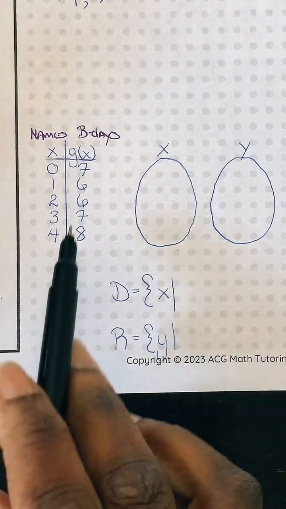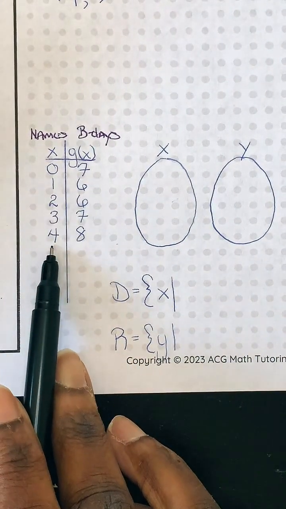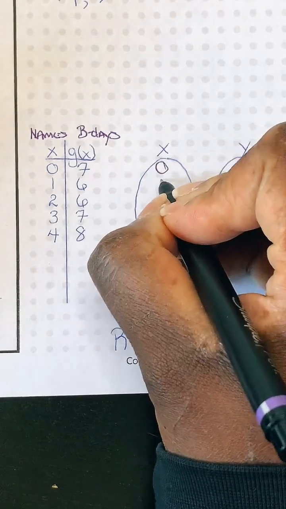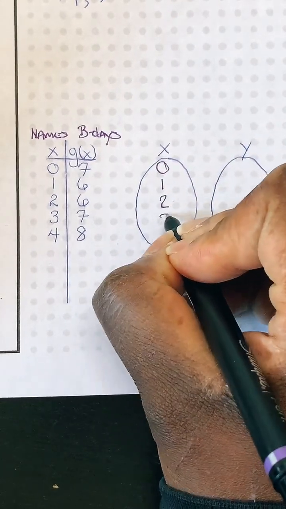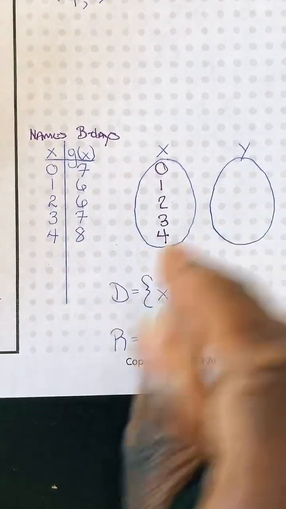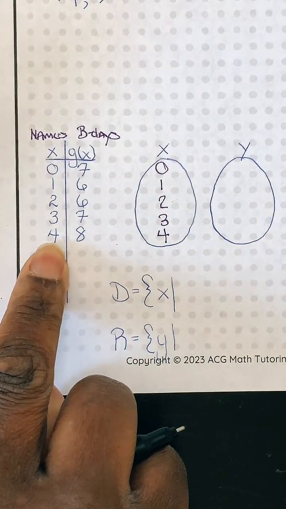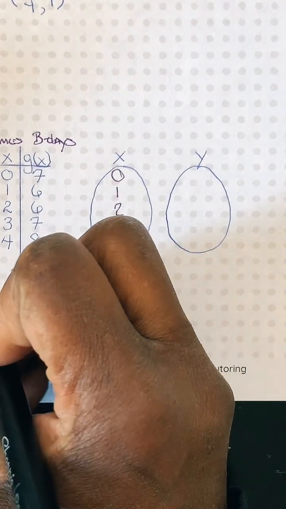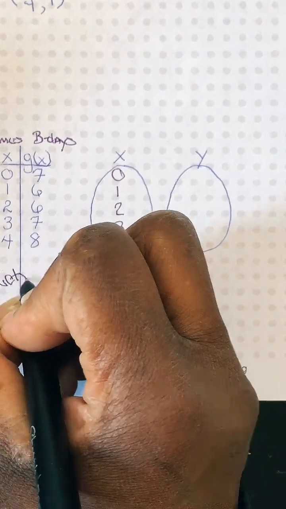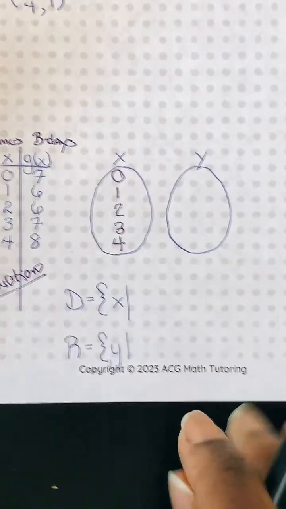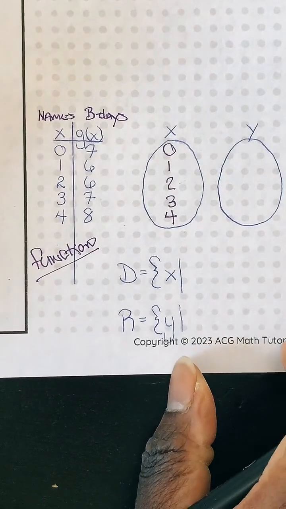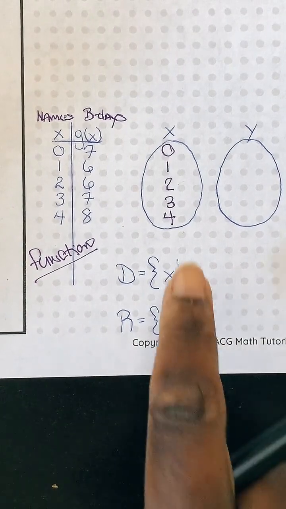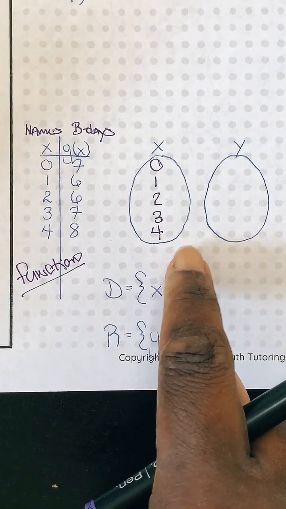No. So as long as my X's are not repeating, so I'm going to put them over here. So I got my 0, 1, 2, 3, and 4. As long as my X's are not repeating, that's perfectly fine. This is a function. Oops, you can't even see that. My horrible handwriting, okay?